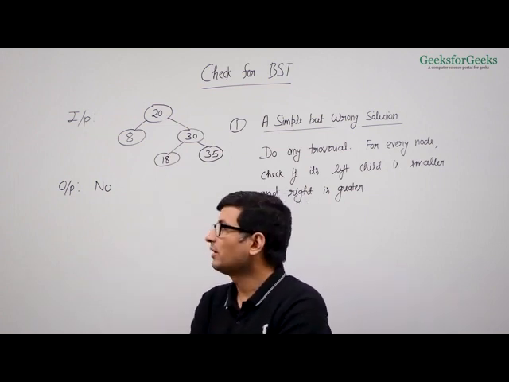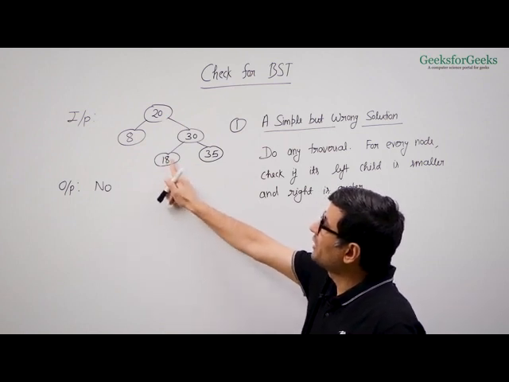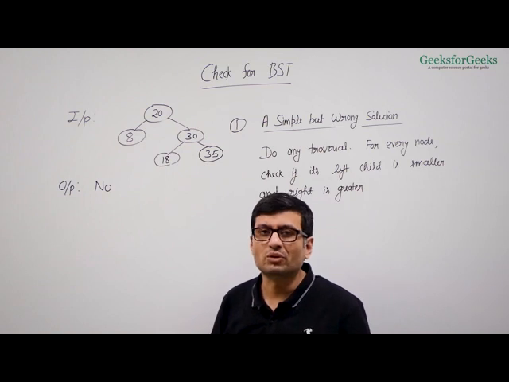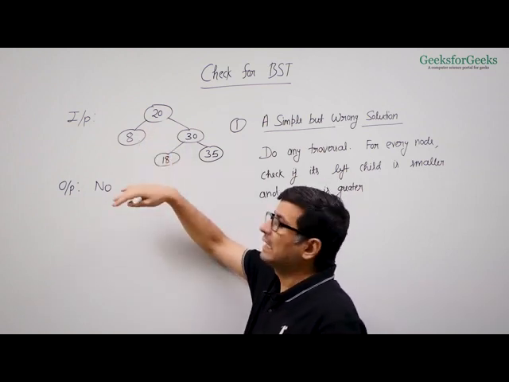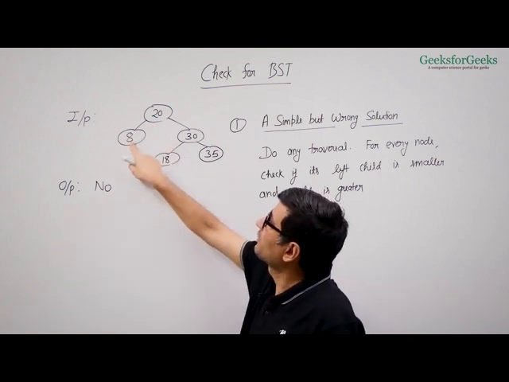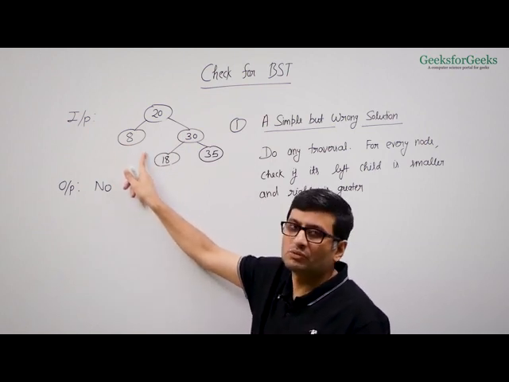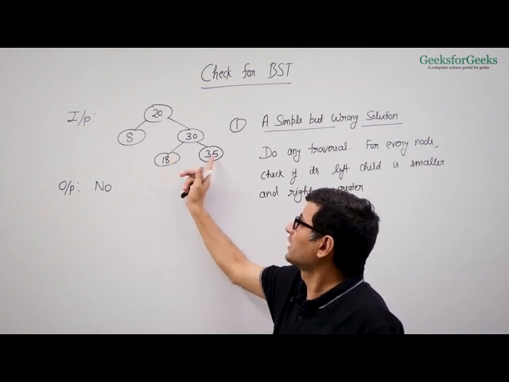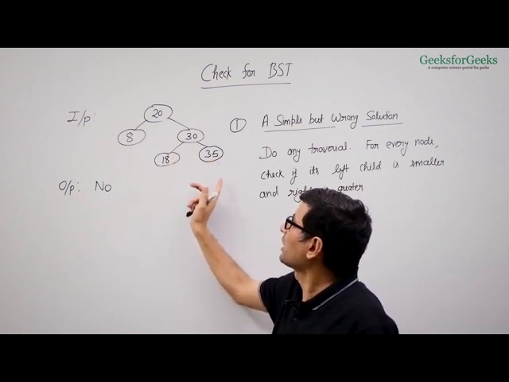For example, if you see this tree which is not a BST because 18 is in the right subtree of 20, if I simply go to every node and check if its left is smaller and right is greater, it will be true for every node in this tree. For 20, left is smaller, right is greater. For 8, there is nothing on left or right, so we don't need to check. For 30, left is smaller, right is greater. For 18, nothing on left and right, so fine. For 35, nothing on left and right, so fine.